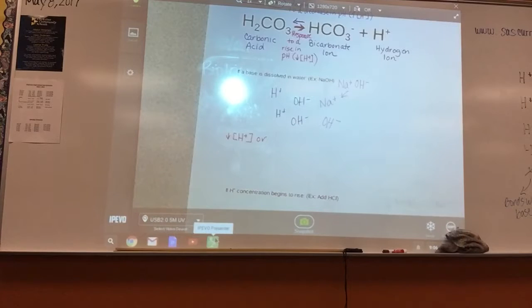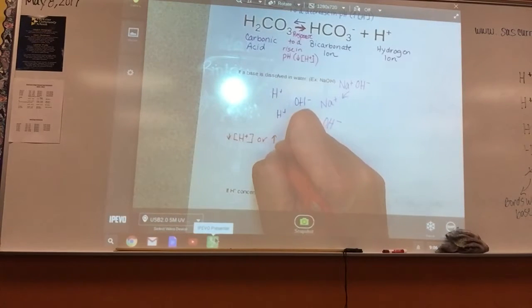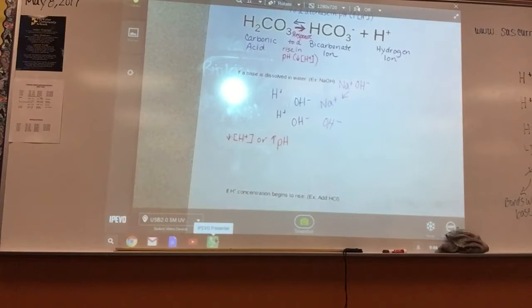Have I increased or decreased the pH? I've made it become more basic, which means that I have increased the pH. So that's what I've done. I'm just using up and down arrows for that.